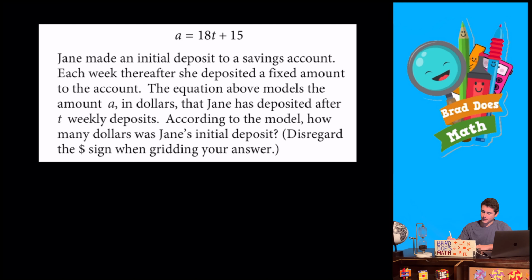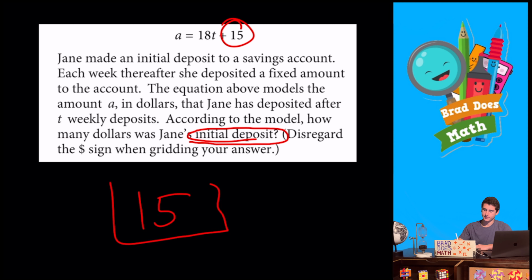According to the model, how many dollars was the initial deposit? Should be pretty simple, right? Just look for the y-intercept. So you'll grid in 15 as your answer. Very straightforward, very quick. Don't take too much time on stuff like this. Don't think it's too easy, and it can't be that easy. It's on the SAT, right? Some of these questions are that easy, and be all right with that.